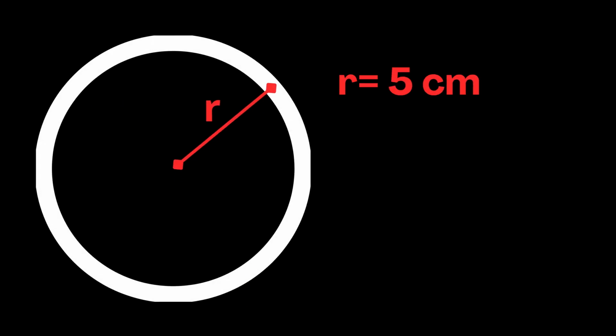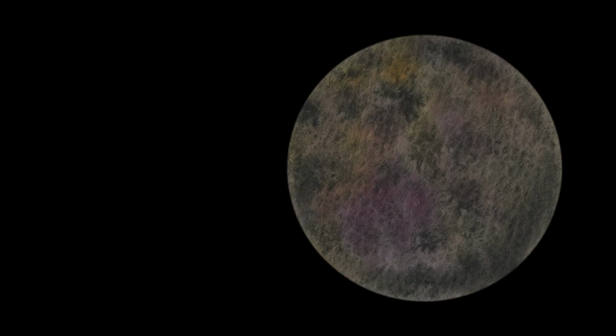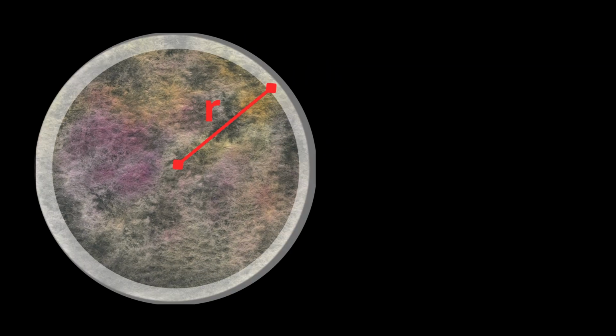Now, let's show how to calculate the circumference and area of a specific circle. Radius of the circle is 5 centimeters. First, we calculate the circumference. And now we calculate the circle area.